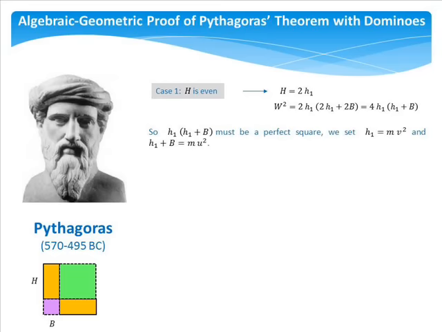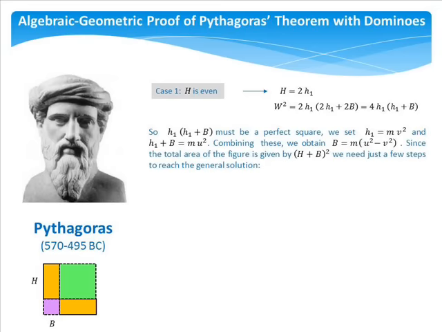We set h sub 1 equals m times v squared and h sub 1 plus b equals m times u squared. Combining this, we obtain b equals m times the difference of u squared and v squared. Since the total area of the figure is given by the square of h plus b, we need just a few steps to reach the general solution.